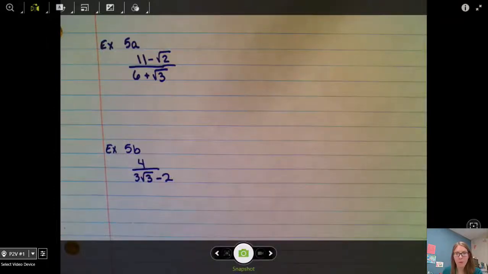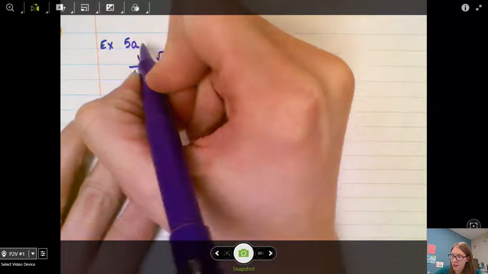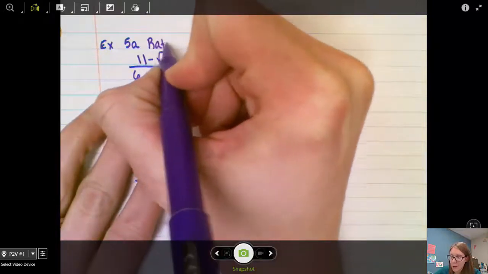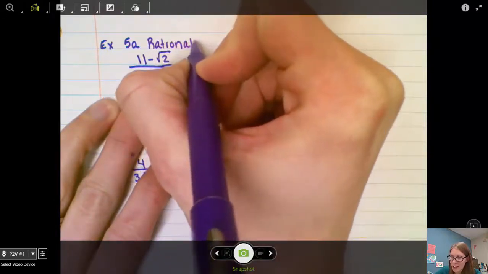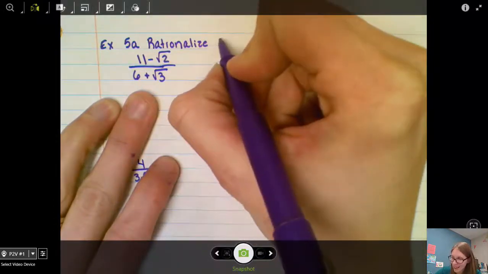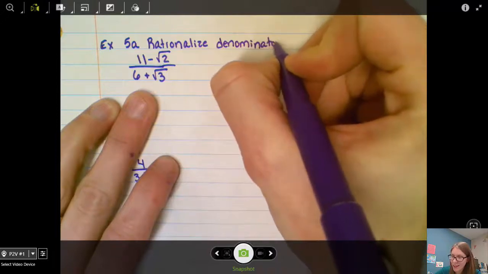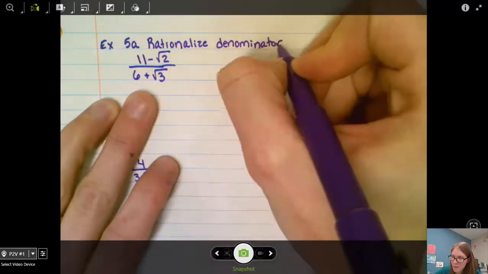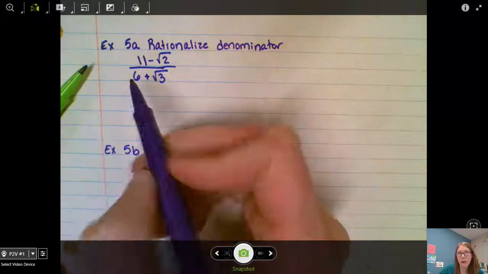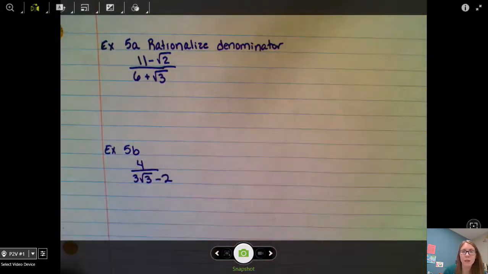Now, in example 5, I have a situation where I have a radical in the denominator. So once again, we get to rationalize our denominator. And I know this is a problem, and this is a process we love, having to rationalize these denominators. My situation, I have 11 minus the square root of 2 over 6 plus the square root of 3.